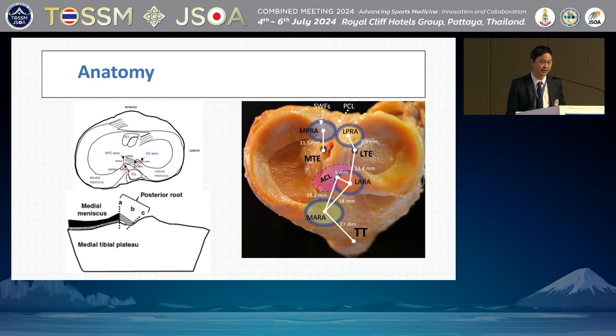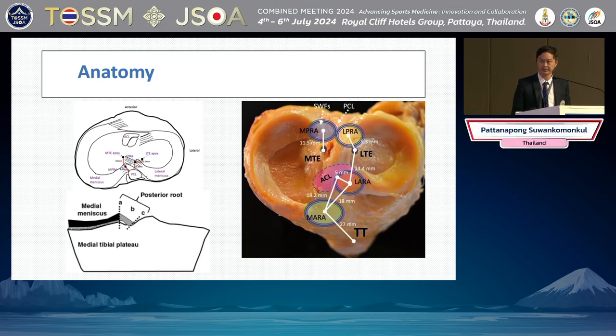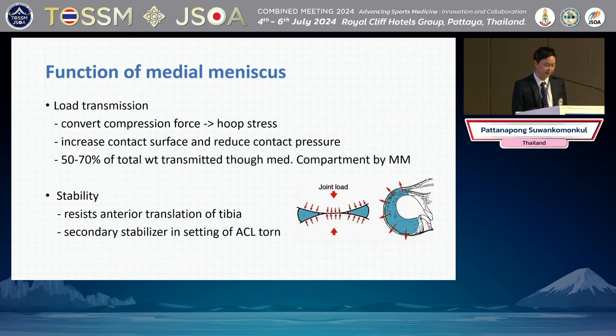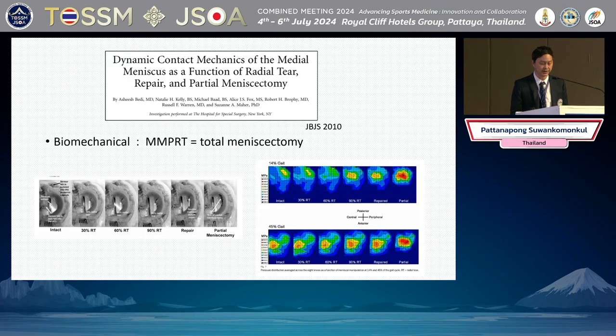As we know the anatomy, the posterior meniscus root is about 10 millimeters behind the medial tibial eminence, and it has three zones: transition zone, mid-substance, and axial zone. The function, as you know, for load transmission is to convert the compression force to hoop stress and increase the contact surface to reduce the contact pressure. 50 to 70% of the load is transmitted by the medial meniscus, and also stability. This biomechanical study shows that a torn medial meniscus root is equal to a total meniscectomy.